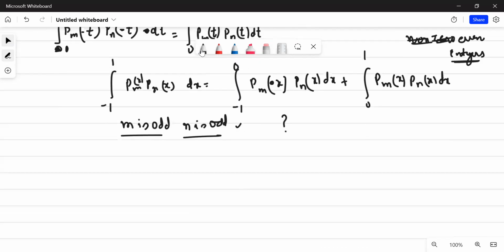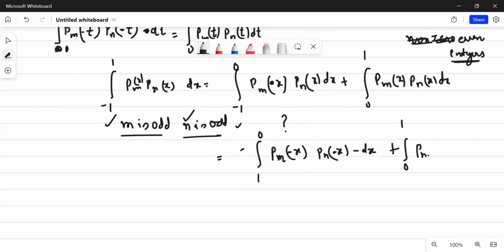Now, the second case that I was thinking is, let us take m as odd and n as odd. If I take both of them odd, then in the first integral, I can write Pm, instead of x, I'm writing minus x. So here you will get minus dx, here you will get 1, here you will get 0, plus integration from 0 to 1, and you have PmX, you have PnX, you have dx. And if I write that way, this minus dx you take common out. So this is from 0 to 1.